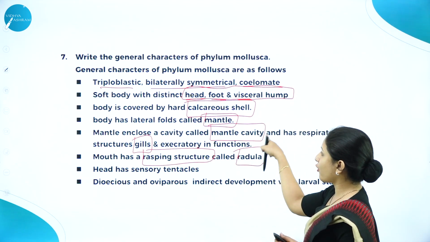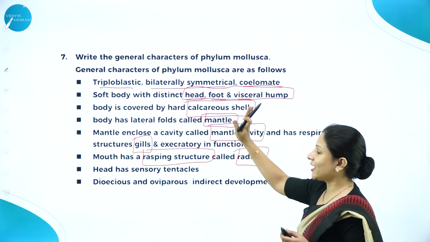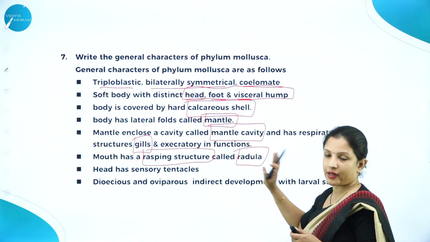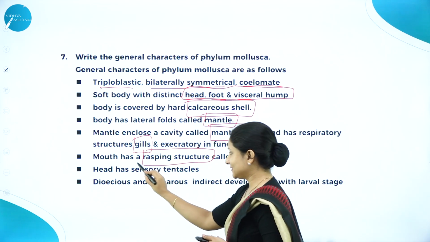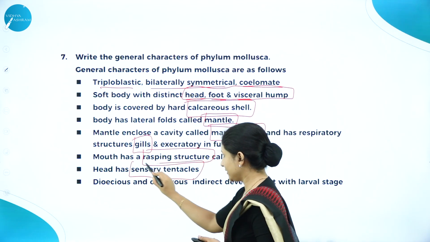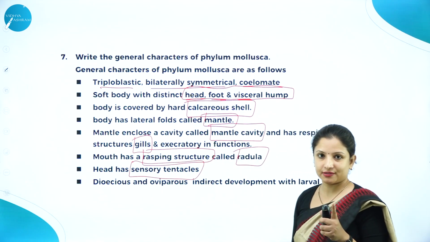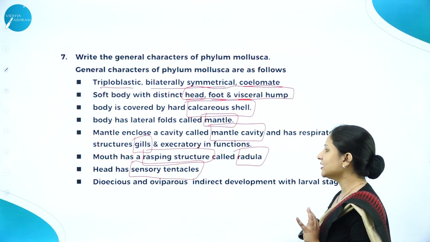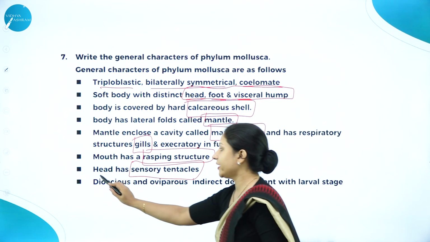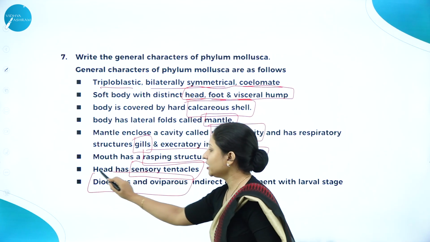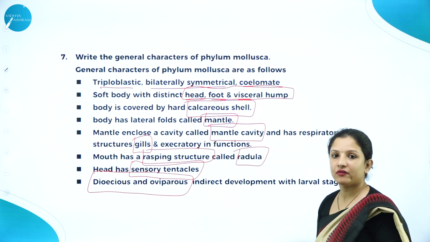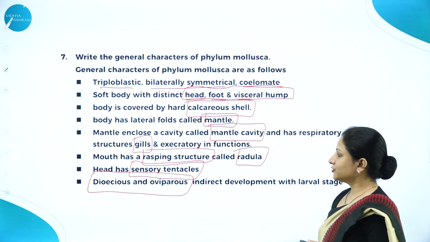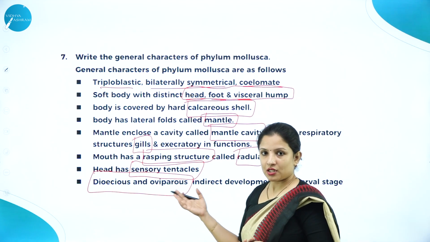Wherever I have put boxes, those things have to come in the answer. It is quite important. And sensory tentacles. Writing about tentacles, especially octopuses, they have the sensory tentacles. They are dioecious and oviparous. This is also very important. Indirect development, wherein they have an intermediate larval stage. So this is also very important.